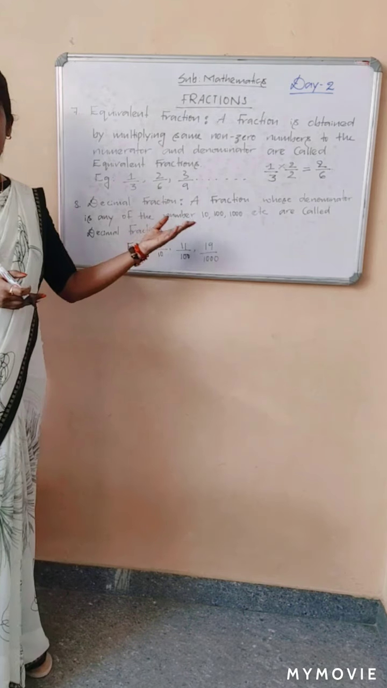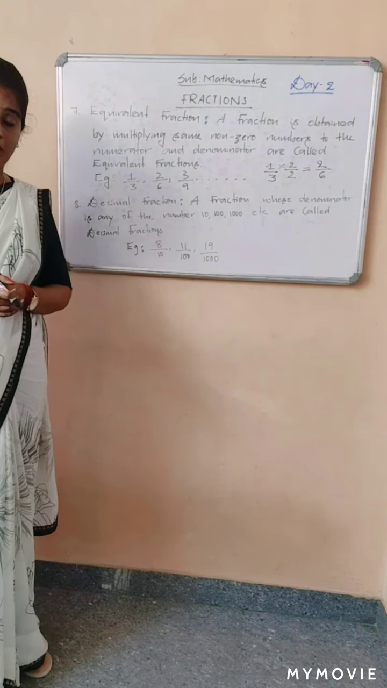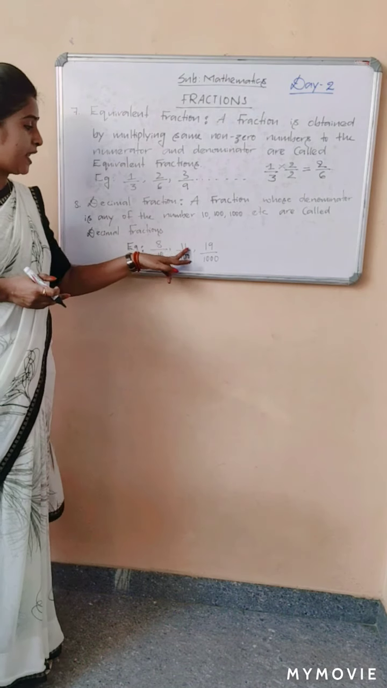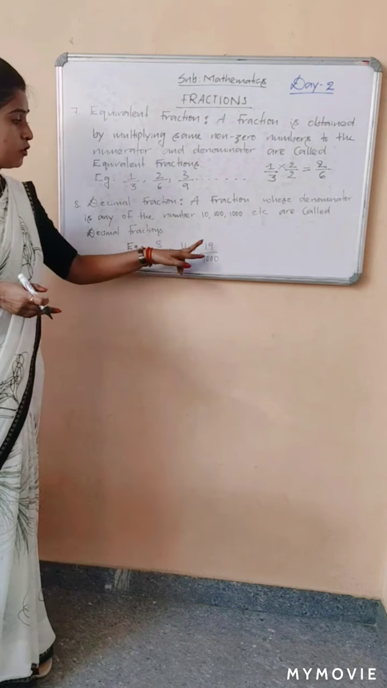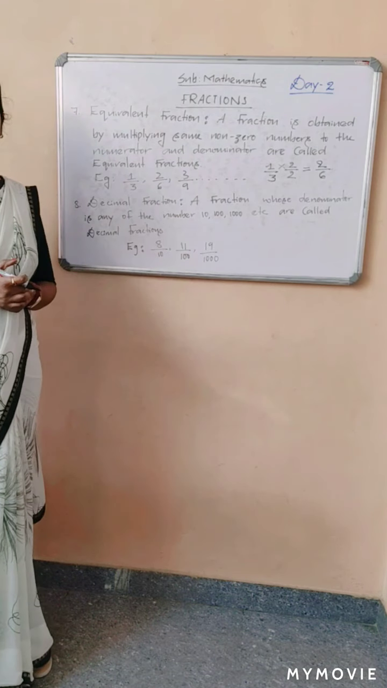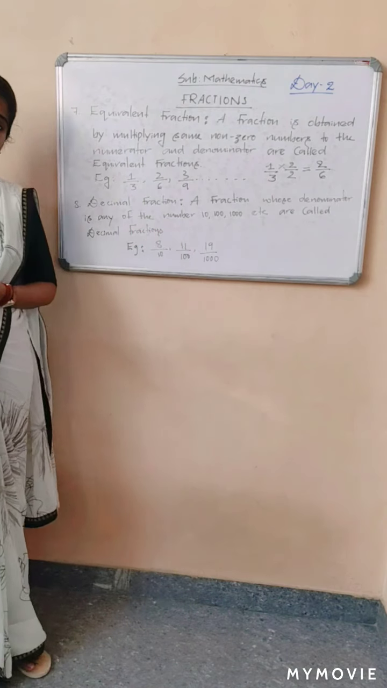It can be converted into a decimal fraction, that is, 8 by 10 can be written as 0.8. In the same way, 11 by 100 is 0.11. In the same way, 19 by 1000 is 0.019. So these are all the types of fractions.